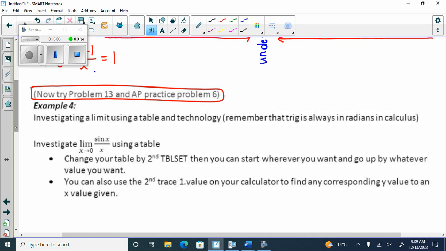All right. Trig in calculus is never degrees, just so you know. Not a chance. Never has been, never will be. Your calculator always needs to be in radians. Okay? So we kind of weaned you off of degrees in one semester, and now you have no degrees left. So, investigating a limit using a table in technology. Remember that trig is always in radians in calculus. So we're going to investigate the limit as x approaches 0 of sine x over x using a table.